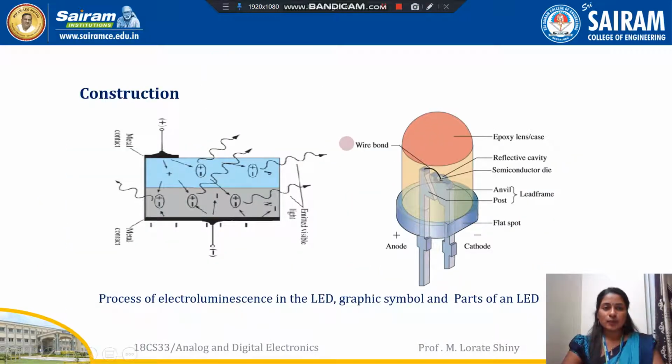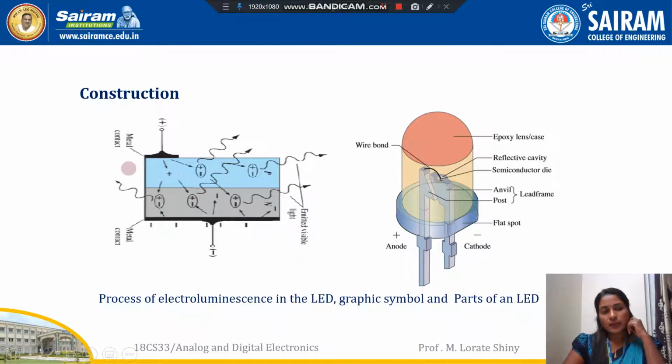So next we will see about construction. This is the P layer, N layer. On the top of the P layer there is a metal contact, and from that the anode is taken out. In the N layer also we have a metal contact, and the cathode is taken out from the N-type layer. You can see the metal contact on the P layer is very much less compared to the N-type layer. This is to allow more photons to go out of the diode. For this purpose only, the metal contact is coated very little on the p-type material.